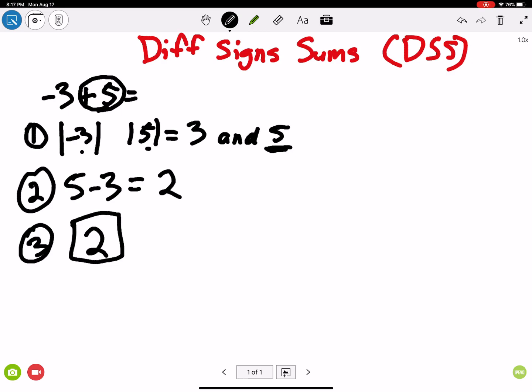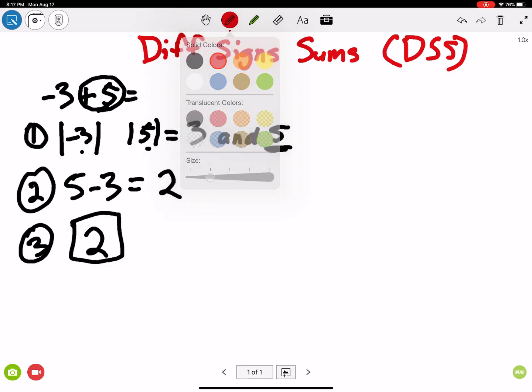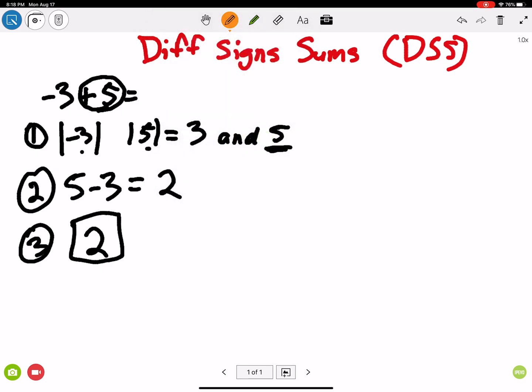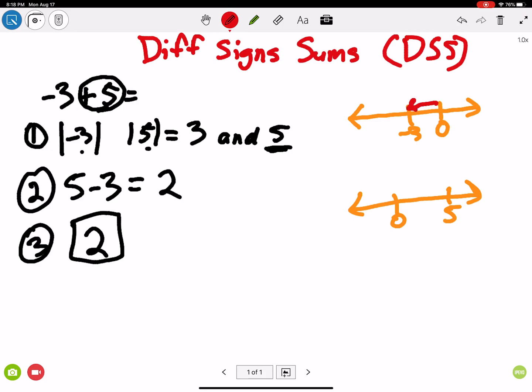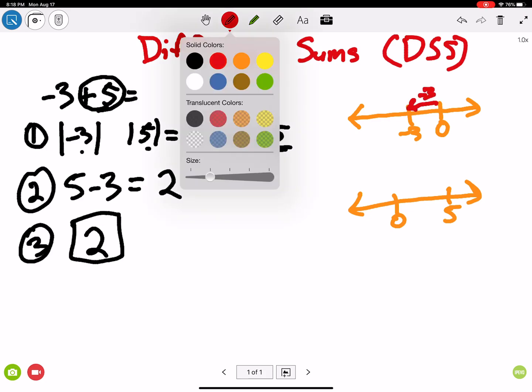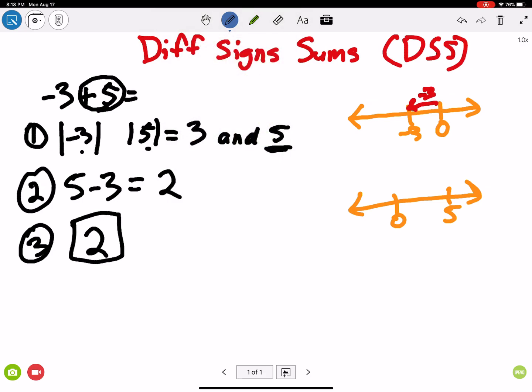Now, if I did this on a number line, here's what this looks like. Let's change that color. Let's make it orange. Here's 0 and -3. Here's another number line, and here's 0 and 5. Well, to get to -3, we're going left 3, and to get to 5, we're going to go to the right 5.